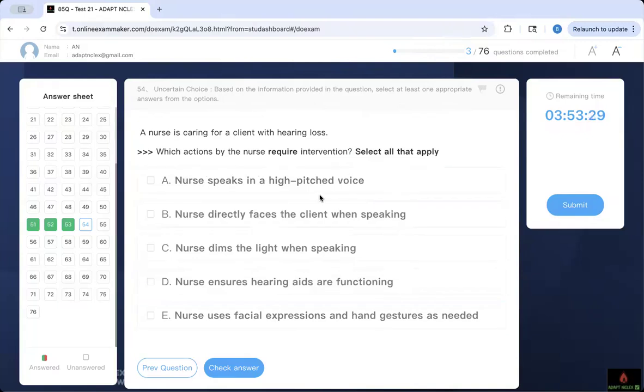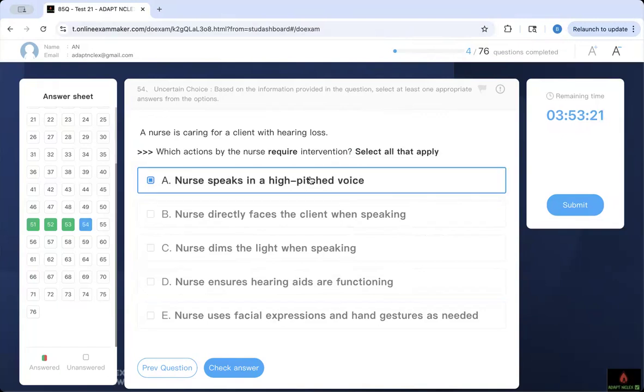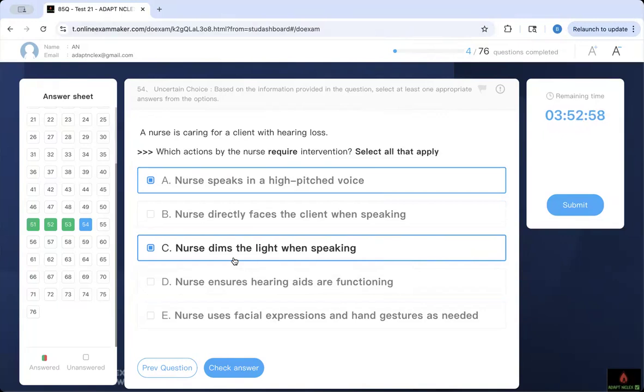Therefore, the nurse speaking in a high-pitched tone is not a problem. They can hear you. Speak normally, they can read your lips. You face them directly. When you speak, they know what you're talking about, even though they cannot hear. Like I said, their hearing sense is now their vision. The nurse dims the light when speaking: they cannot see your lips and your eyes, so they can't tell what is going on. The nurse ensures hearing aids are functioning, to promote hearing. The nurse uses facial expressions and gestures. They read your gestures and they can interpret them. These require intervention.